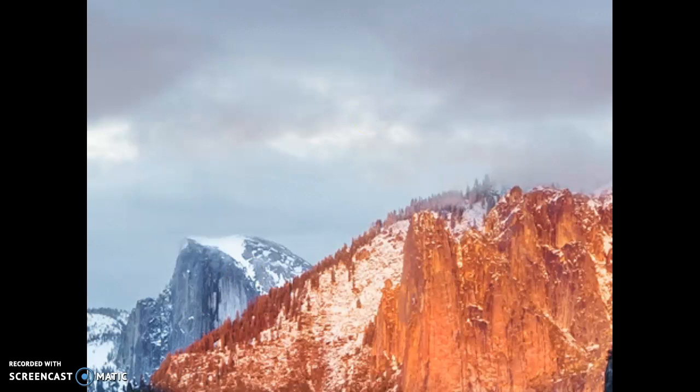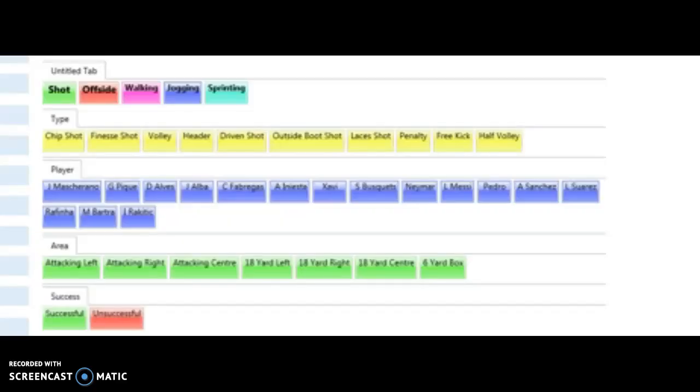And finally, the movement pattern being compared in the investigation was work rate. So work rate, again, I found a definition for it. It's the amount of energy that is expended in sport or physical exercise. The second objective for the investigation was to design a notational analysis system to investigate shooting, offsides and work rate.